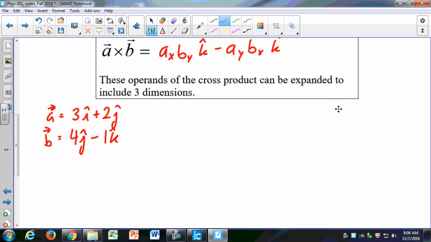I'll give you a few minutes. I want you to write it out. You need to do FOIL and then figure out what are the various directions of your cross products, i cross j, j cross k, all that jazz. So what is the product A cross B?